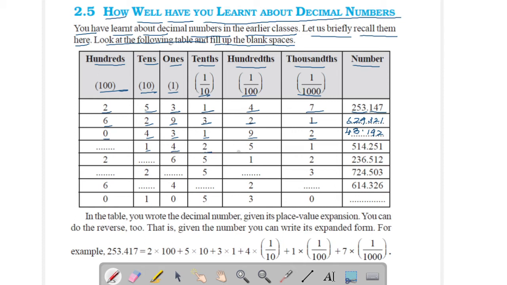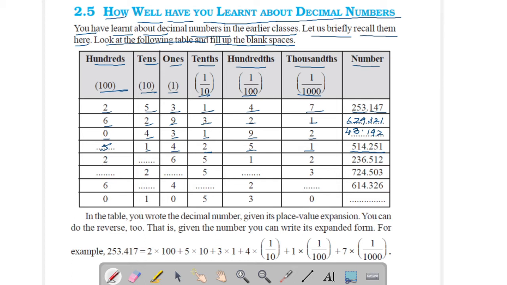Now next, here it is dash, 1, 4, 2, 5, and 1, and the number is given, that is 514.251. Here you have to write the hundredths place. In this given number, hundredths place is 5. So in this dotted line, what will come? 5. This is your answer.